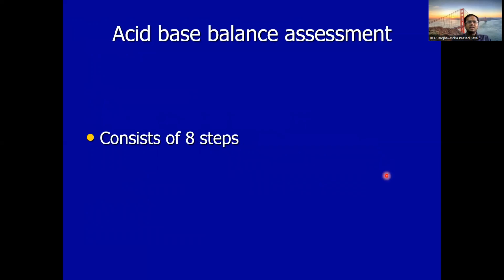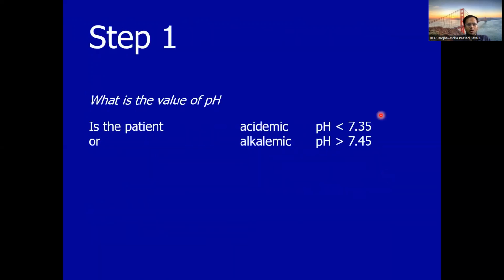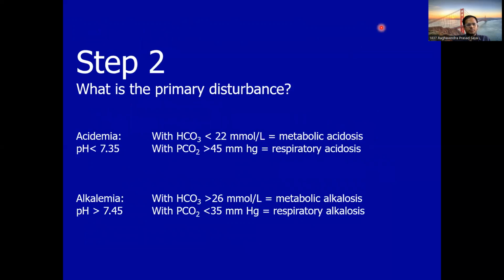Now coming to the acid-base assessment. This acid-base assessment consists of 8 steps. Step 1: what is the pH? If the pH is less than 7.35, you say the patient has acidosis. If the pH is more than 7.45, then you say it is alkalosis.